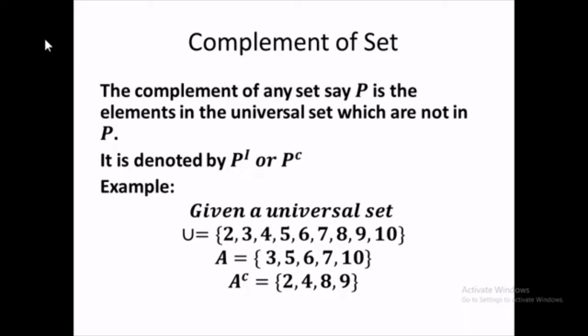So how do we now get the complement of a set? Let's say I'm given set A. Before I can find the complement of set A, I have to be given the universal set already. So how do I get the complement of set A? It is by getting all those elements that are in the universal set and are not in set A. That will give us the complement of set A. The complement of any set, say P, is the elements in the universal set which are not in P. It is denoted by P prime or P raised to the power C.